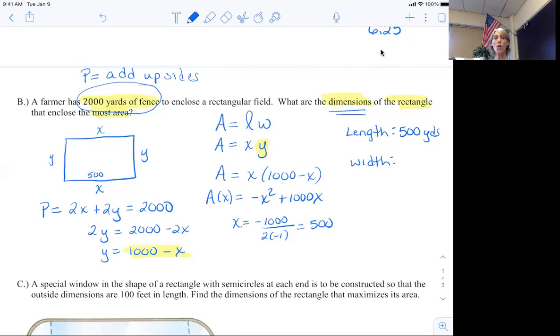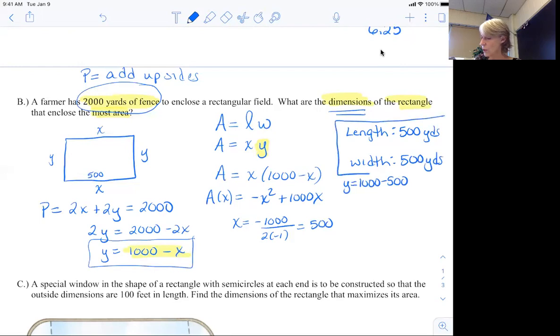Now I have to find the corresponding y value. So I'm going to go back over here to this. y is going to equal 1,000 minus 500, and that's also 500 yards. It just so happens that a square is going to give you the maximum area, but a square is a rectangle, so it's okay. But you are going to have different types of situations, so don't always think that this is going to happen.